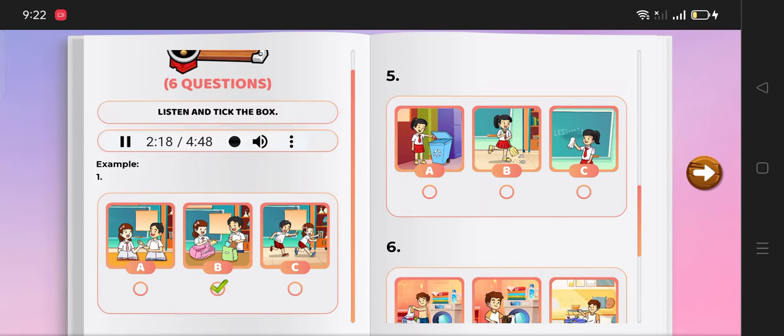Remember not to litter so we can keep our class clean. I want you to pick up all the candy wrappers on the floor and put them into the trash bin.